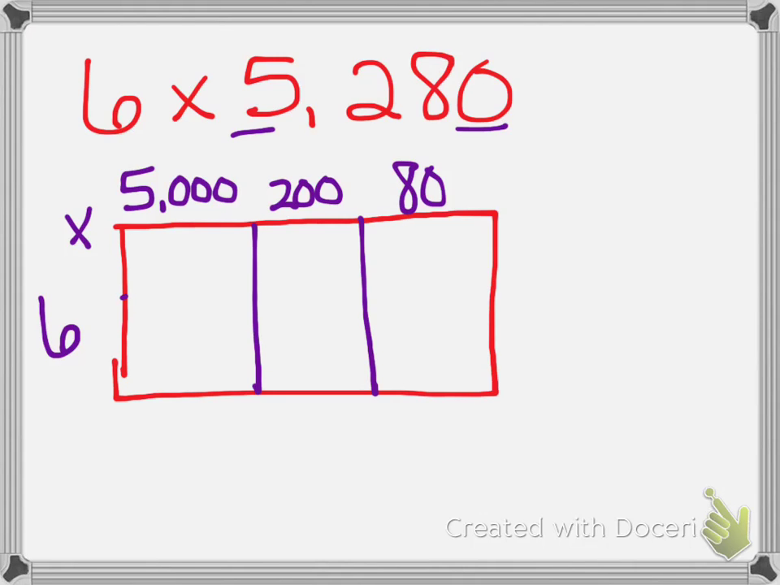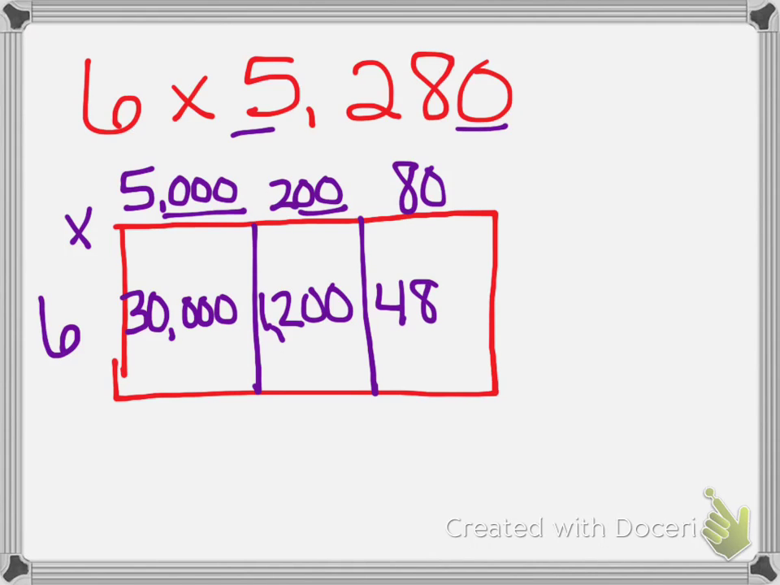6 times 5 is 30, making sure I don't make a 0 mistake. And then I have 3 more zeros to place there. 6 times 2 is 12. I have 2 zeros. And then 6 times 8 was 48. Times a 10 gets me the 480.